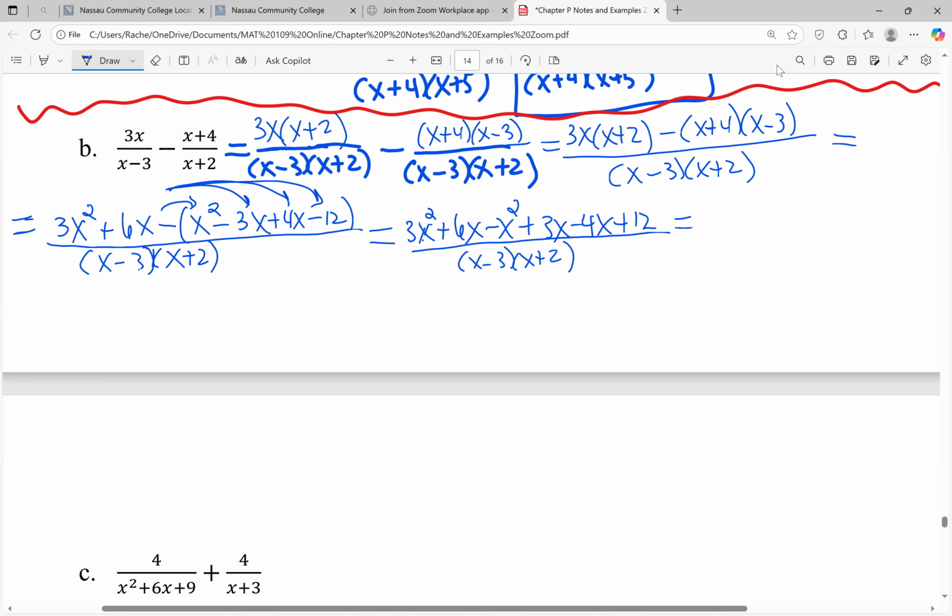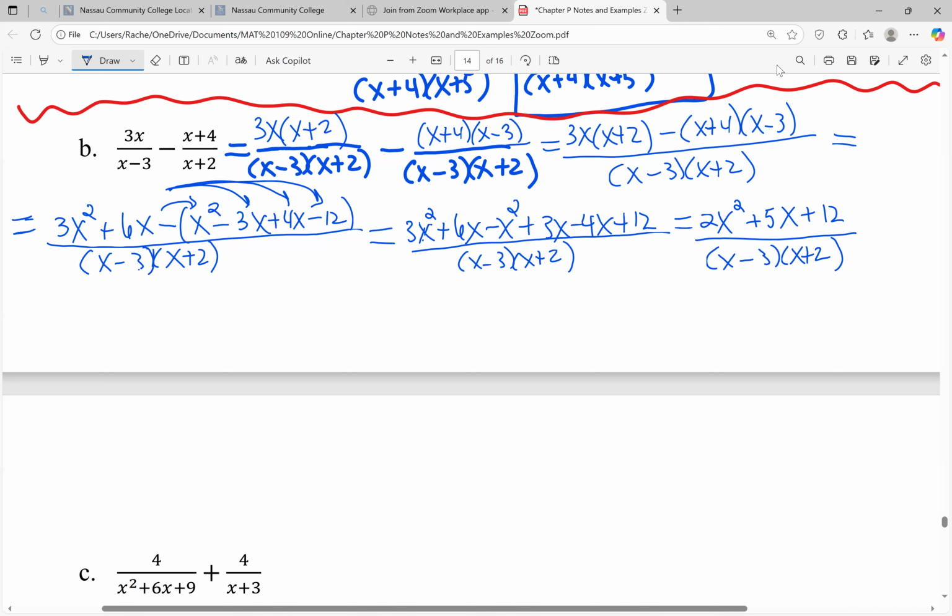Let's combine like terms. I have a 3x squared minus x squared, which is going to be 2x squared. We have a 6x, a positive 3x, and a negative 4x. So that's going to be 6x plus 3x is 9x. 9 minus 4 is going to be positive 5x. And then we have plus 12 over x minus 3 times x plus 2.